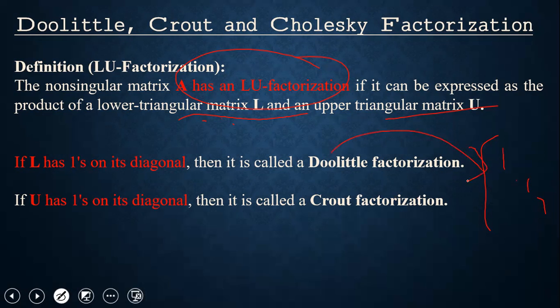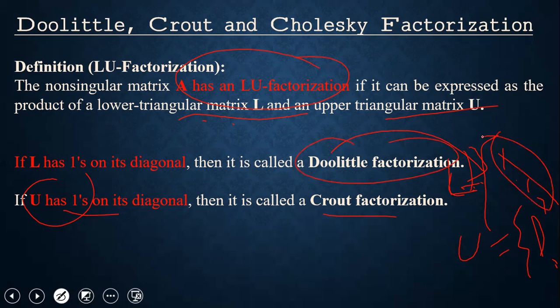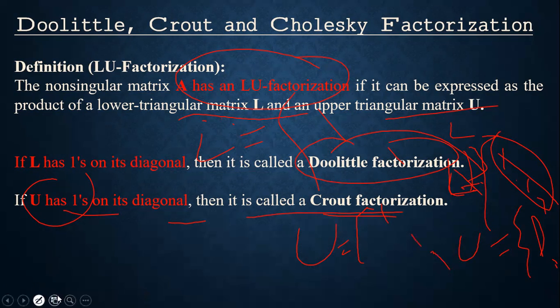But for the Crout method, you must have 1 in the diagonal of U. Okay, got it? In the Crout method, the diagonal ones will be in U. But in the Doolittle method, the diagonal of the lower matrix will be 1, 1, 1. And for the Crout method in U, there will be 1, 1, 1 in the diagonal of U matrix. Okay, let me clear the screen.